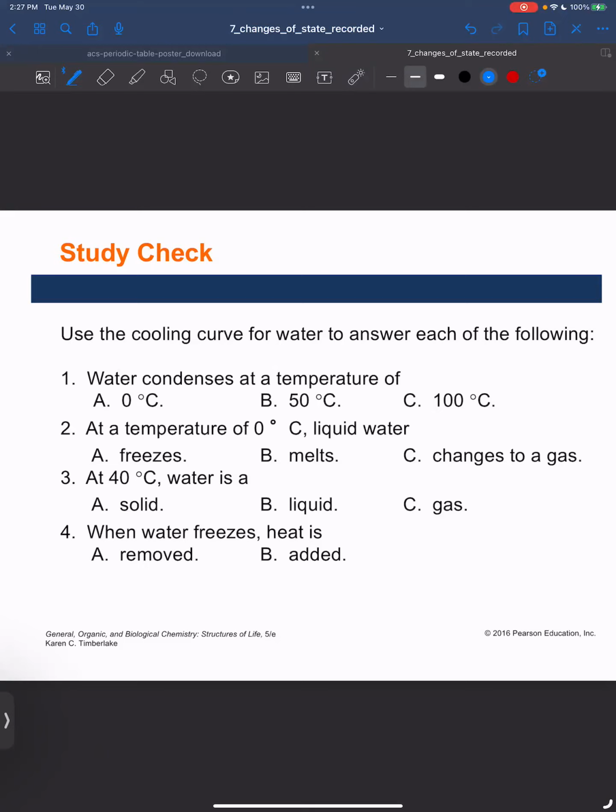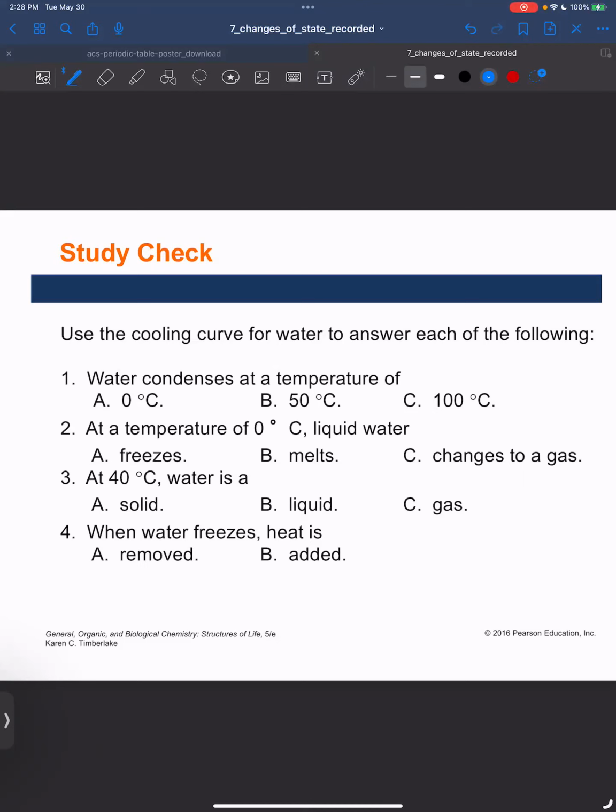All right, now this says to use the cooling curve for water, which you can find in the next few slides. So hopefully you found that in the next few slides. We'll look at that together to answer the following questions. And that's what I would do for an assessment. I would have to provide the heating or the cooling curve for you to read and to gather data from.